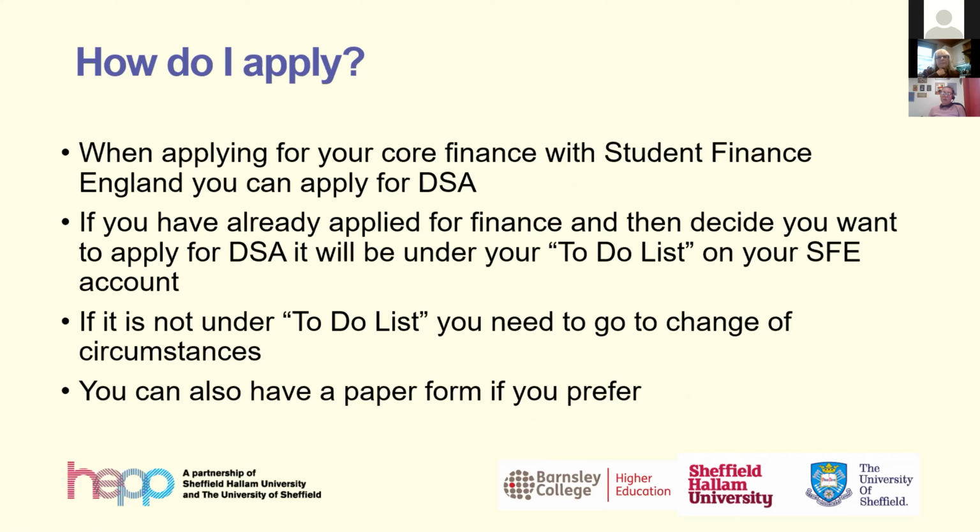The application will either be under your to-do list on your student finance page. If it's not there, then you'll just need to find the button that says change of circumstances, and there it'll be for you to apply for your DSA through there.